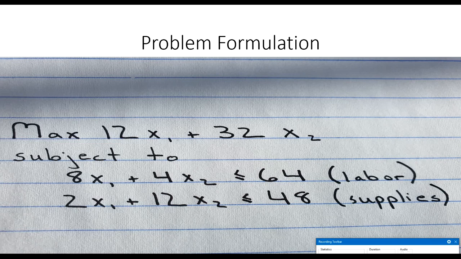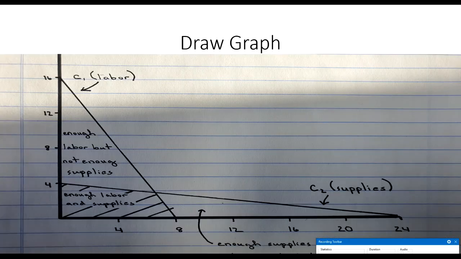We go back, we do the same thing here. We make x2 equal to 0. x1 is 48 divided by 2. x1 is 24. We make x1 equal to 0. x2 is 48 divided by 12. x2 is 4. That's supplies. So we see that line right here. Here's our first point. Here's our second.